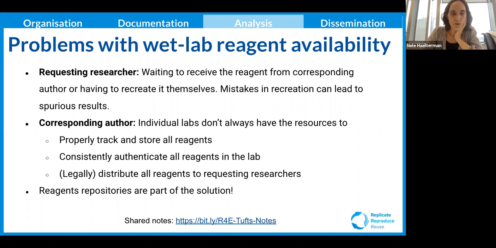So we're going to highlight several reagent repositories. So these are, again, small companies, often nonprofit companies, that are specialized in storing different kinds of reagents and in distributing them to different labs.